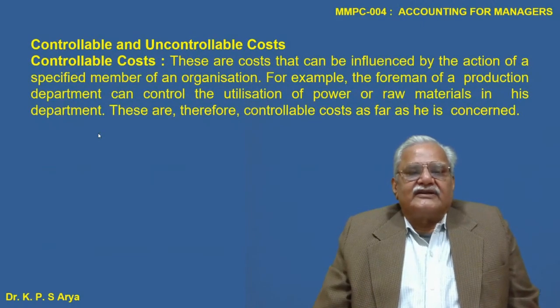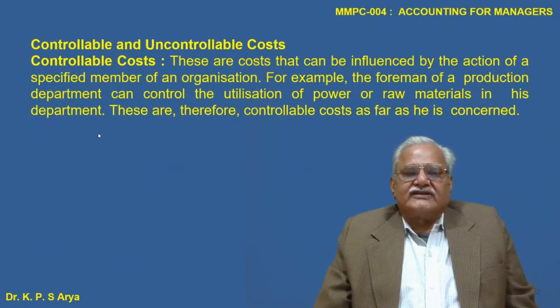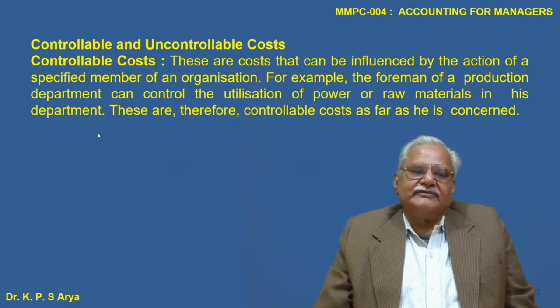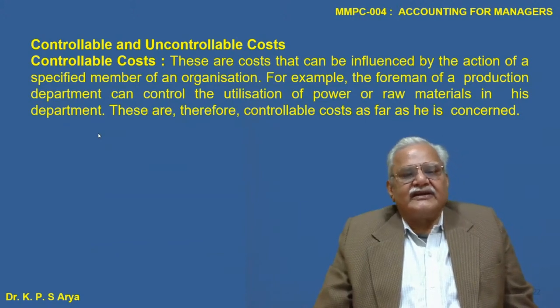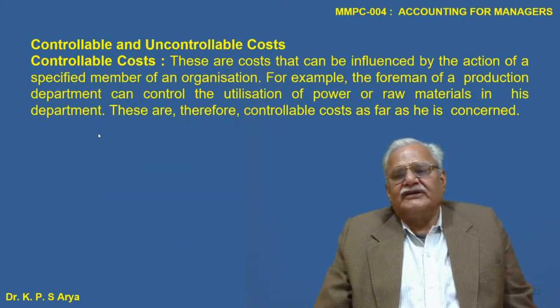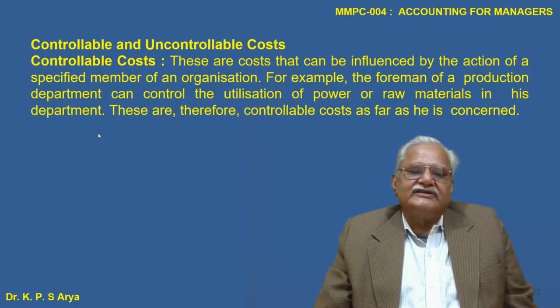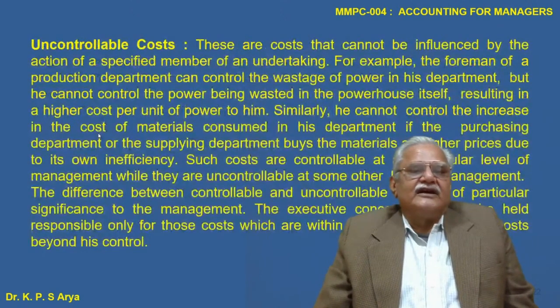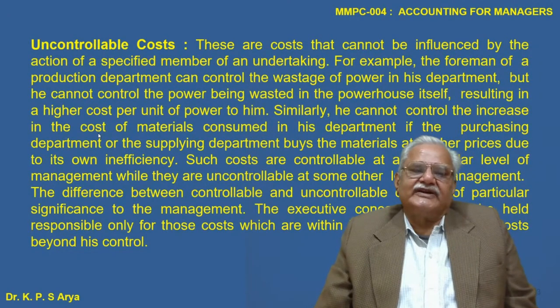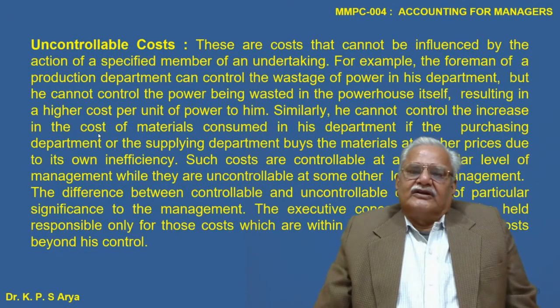Now, controllable and uncontrollable costs. Controllable costs are costs that can be influenced by the action of a specified member of the organization. For example, if the foreman of a production department can control the utilization of power and raw material in his department, these are controllable costs as far as he is concerned. Uncontrollable costs are those which cannot be influenced by the action of a specified member of an undertaking.